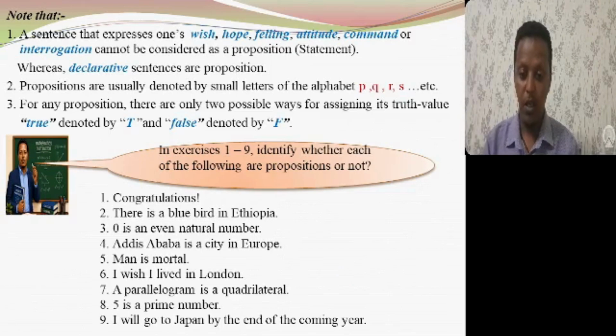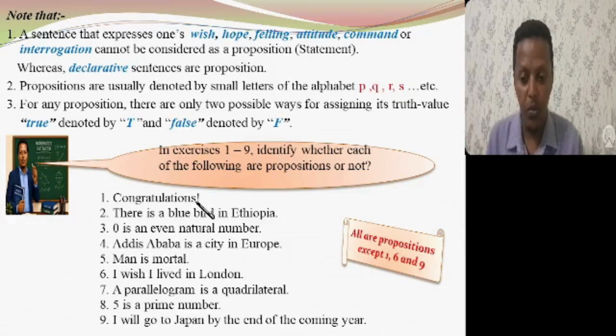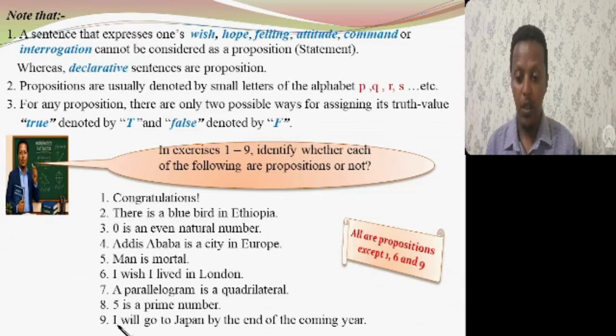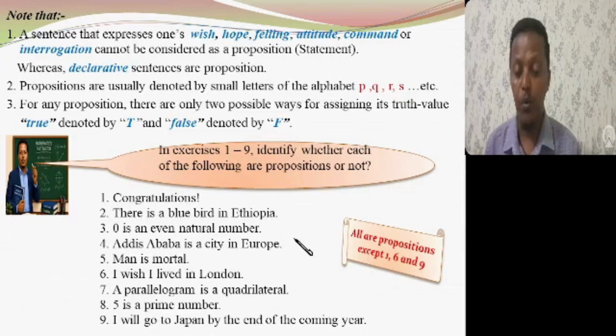Now among these 9, all are propositions except 1, 6, and 9. Number one, congratulations, is not a proposition because you cannot say true or false. I wish I lived in London: a sentence expressing a wish cannot be considered a proposition. And the last one, I will go to Japan by the end of the coming year, is not a proposition, but the remaining are what? Propositions.